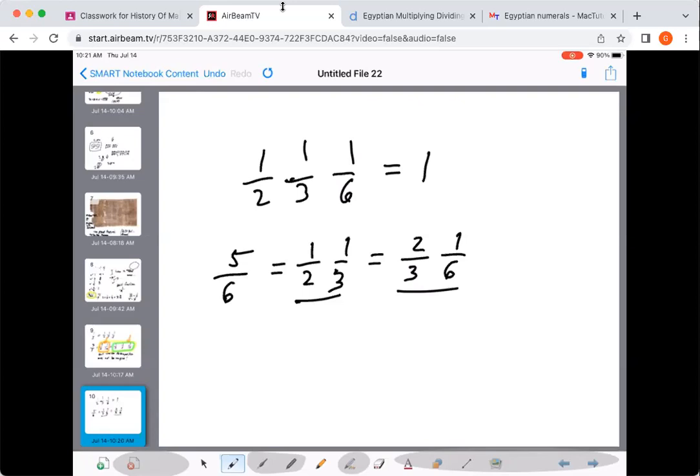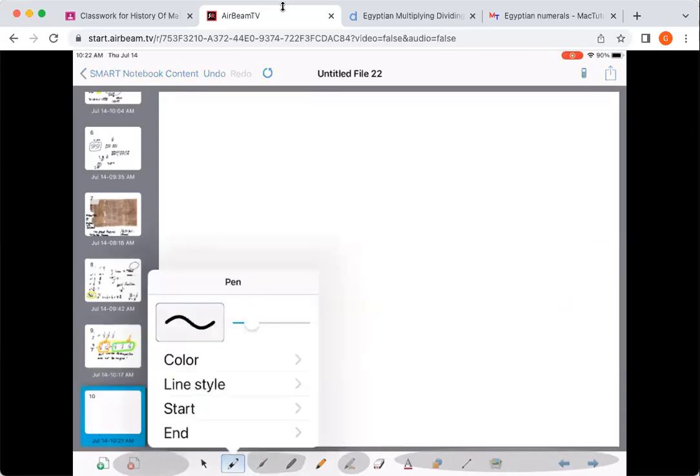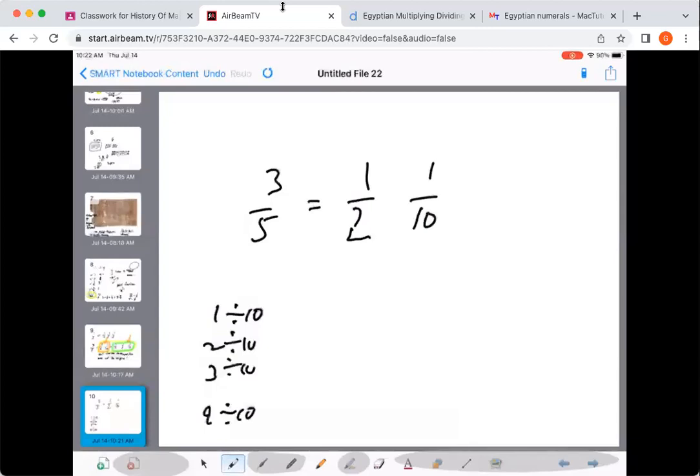As part of answering that question, let me tell you why it might be good to represent 3/5 as 1/2, 1/10. Like why in real life that might be useful. There is a collection of problems in the Rhind Papyrus where they're calculating 1 divided by 10, 2 divided by 10, 3 divided by 10, up to 9 divided by 10, getting fractional representations of those things.